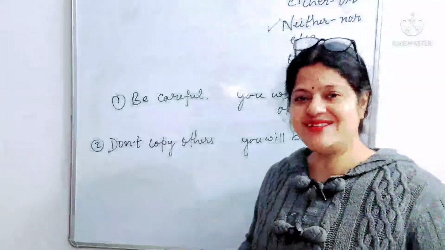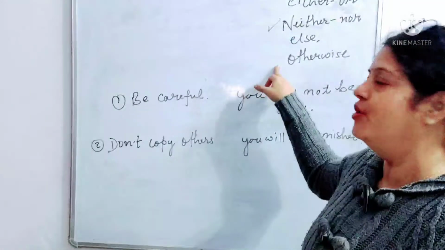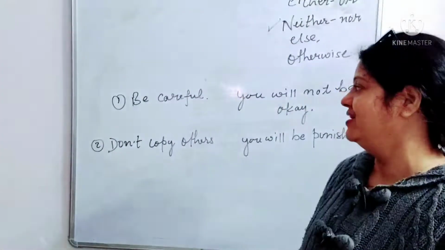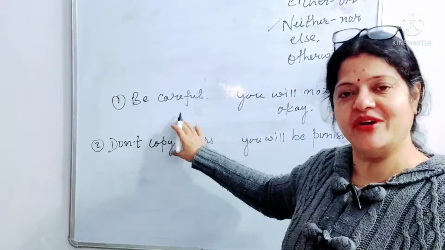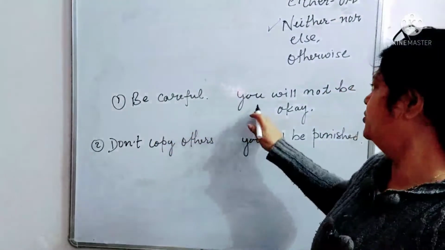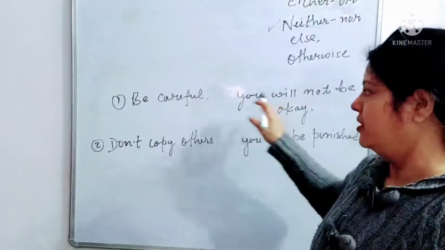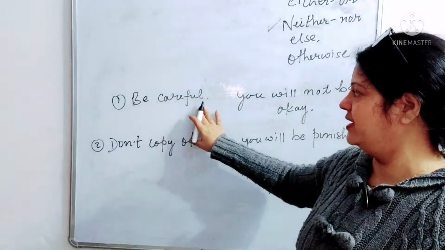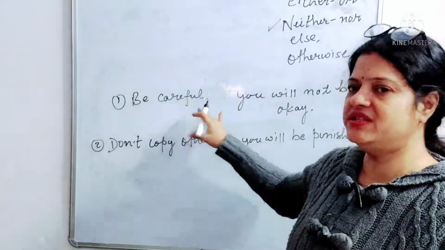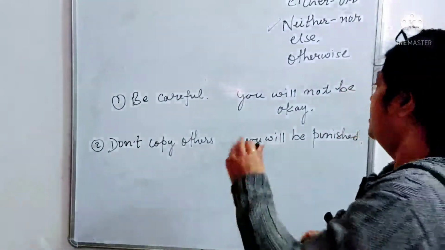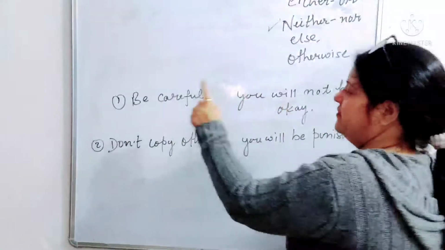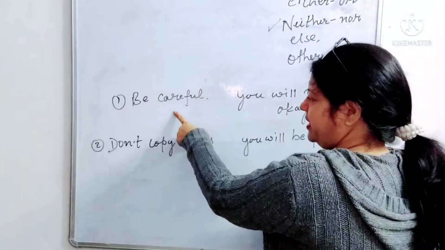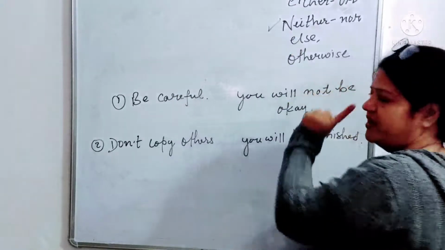Okay, now let's see how we can use these two more conjunctions, else and otherwise, in compound sentences. So two sentences are written on the board. Be careful, you will not be okay. So here we see that this sentence is telling us to be careful. You will not be okay. It means if you don't be careful, you will not be okay. If you don't do this thing, you will have to face this thing.